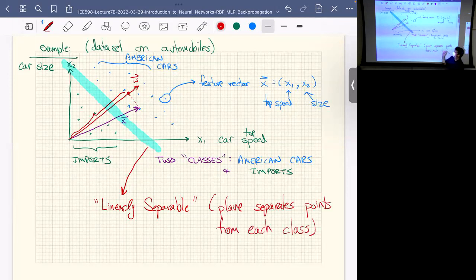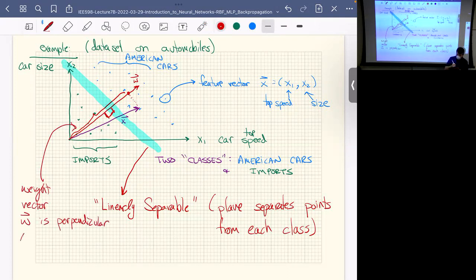And so in theory, I should be able to find a weight vector that's perpendicular to that plane. So I just happen to draw this weight vector and it's almost perpendicular to that plane. So, for convenience, maybe I'll say that it is perpendicular to that plane. So I'll say here that this weight vector is perpendicular or orthogonal to the separating plane.